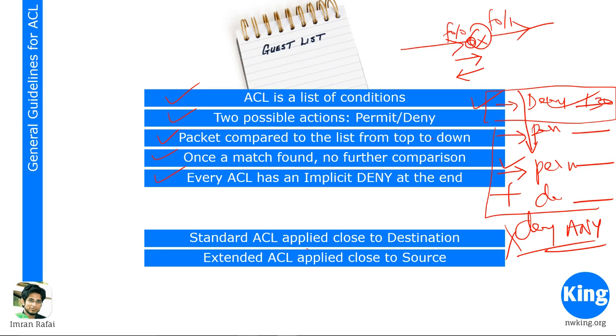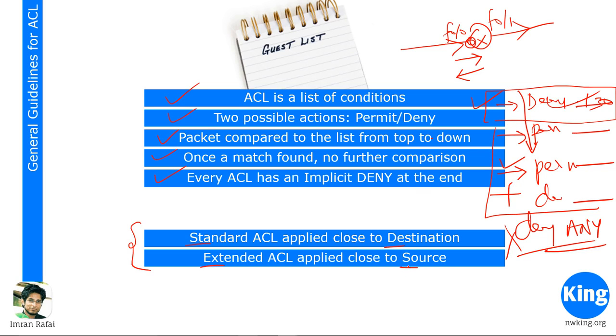Now this is a general rule. If it is a standard ACL, apply it as close as possible to the destination. If it is an extended ACL, apply it as close as possible to the source, right? An easy way to remember that is these statements: standard, destination, and extended, source.